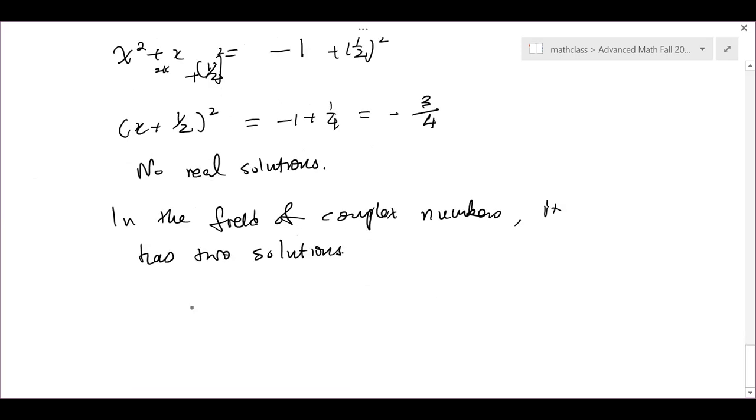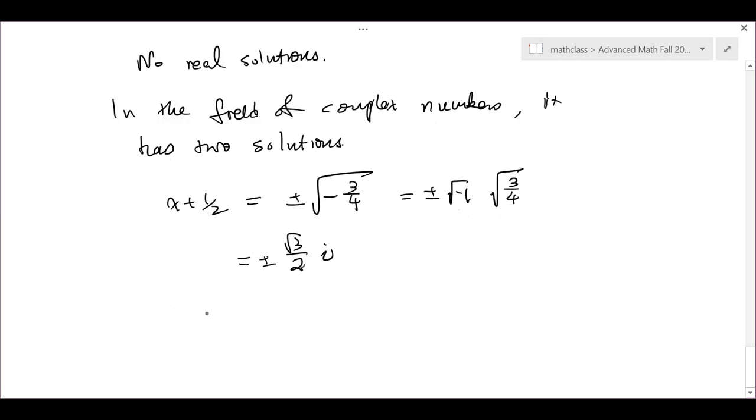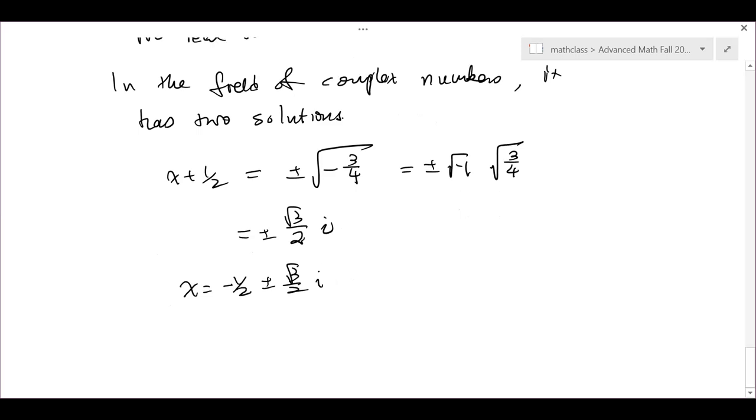Okay, how to do that? So x plus 1/2 is going to be plus minus the square root of negative 3 over 4. So it has two solutions. It can be plus minus the square root of negative 1 times 3 over 4. So I can simply write square root of 3 over 2 and i, because the square root of negative 1 is denoted by i. So there are two complex numbers. So x is going to be negative 1/2 plus or minus that. Right? So you see, it's a combination of two numbers, the real part and the imaginary part, complex. So you have two solutions, two complex numbers.